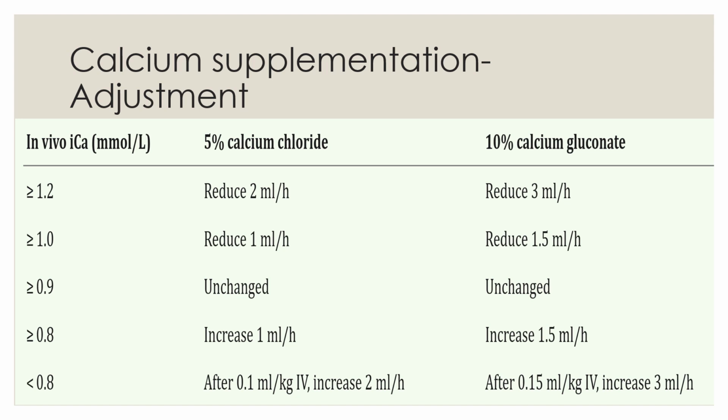It is suggested to monitor the in vivo ionized calcium level according to the previously stated plan as we discussed for monitoring filter ionized calcium value. Initially after 30 minutes and then every 2 hours for 4 consecutive times. Adjust the calcium supplementation based on target in vivo ionized calcium level of 0.9 to 1.1 millimole per liter. This table provides guidance to calcium supplementation adjustment.